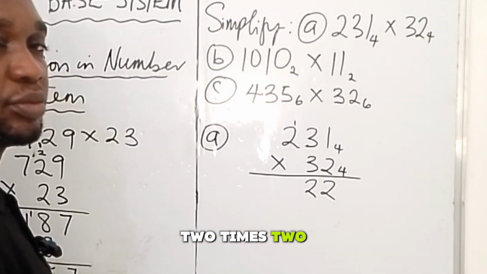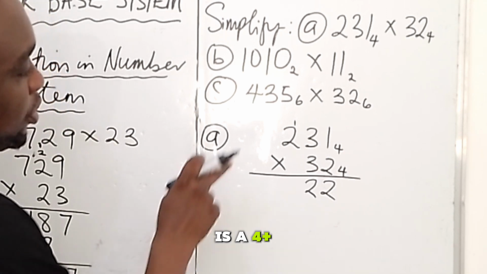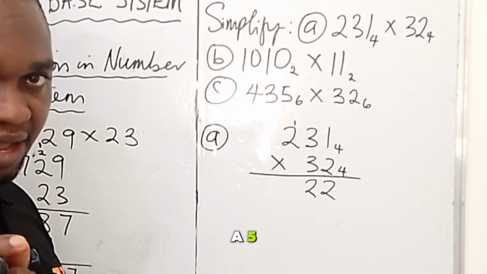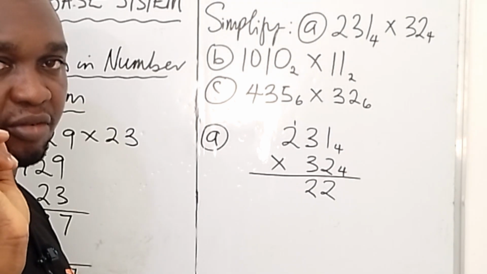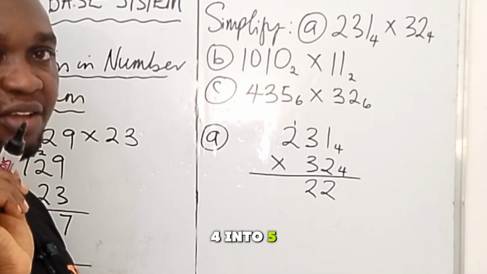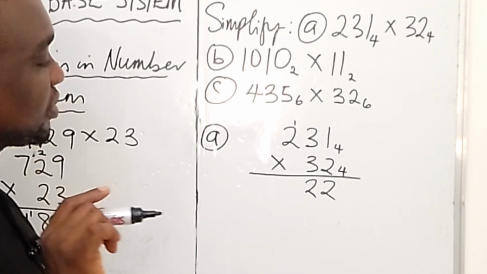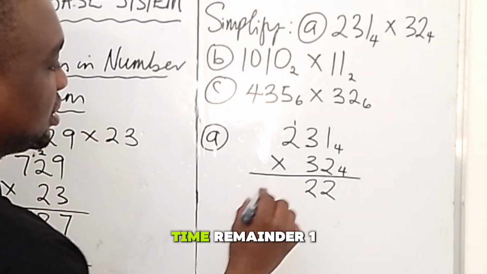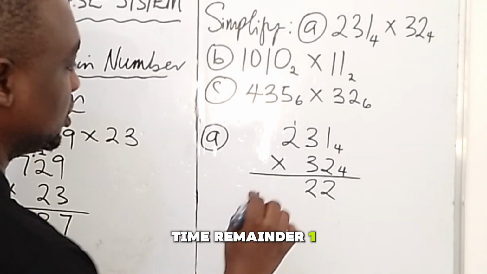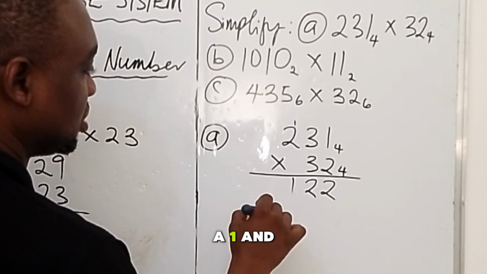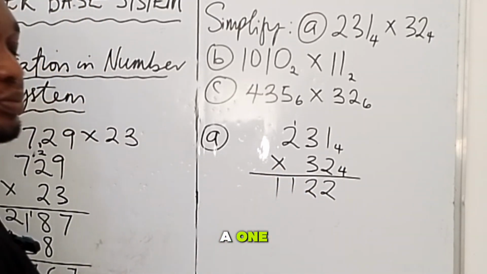2 times 2 is a 4. Plus this one is a 5. 4 into 5, as in 4 divides 5, that is 1 time, remainder 1. So we have a 1 and a 1.